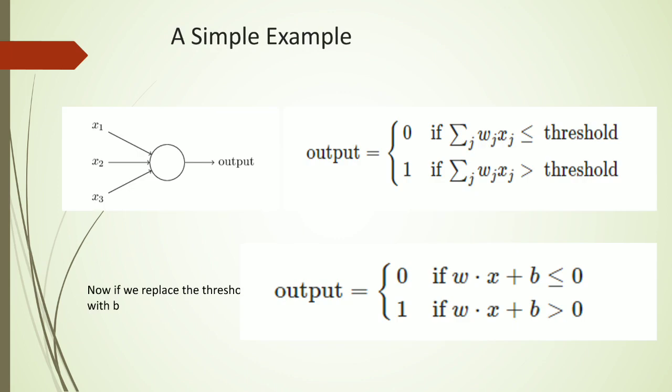Let's see with the help of a small example. In the first diagram, you can see there are three inputs, x1, x2 and x3. We say that these are binary, and we decide that the output would be 0 if the summation of wj xj is less than the threshold, and it will be 1 if it is greater than the threshold. Now, if we replace the value of the threshold with b, then the output equation becomes 0 if w dot x plus b is less than or equal to 0, and 1 if w dot x plus b is greater than 0. That's a very simple example.